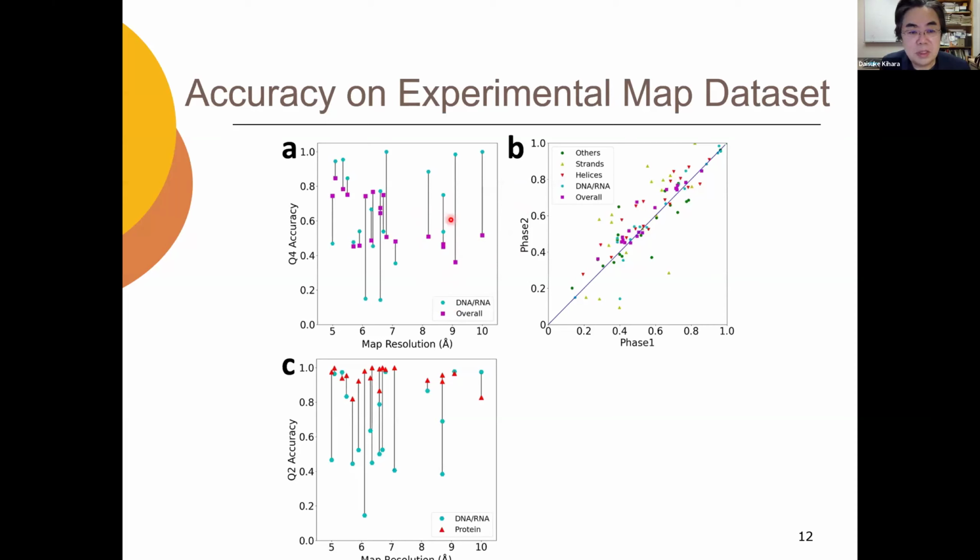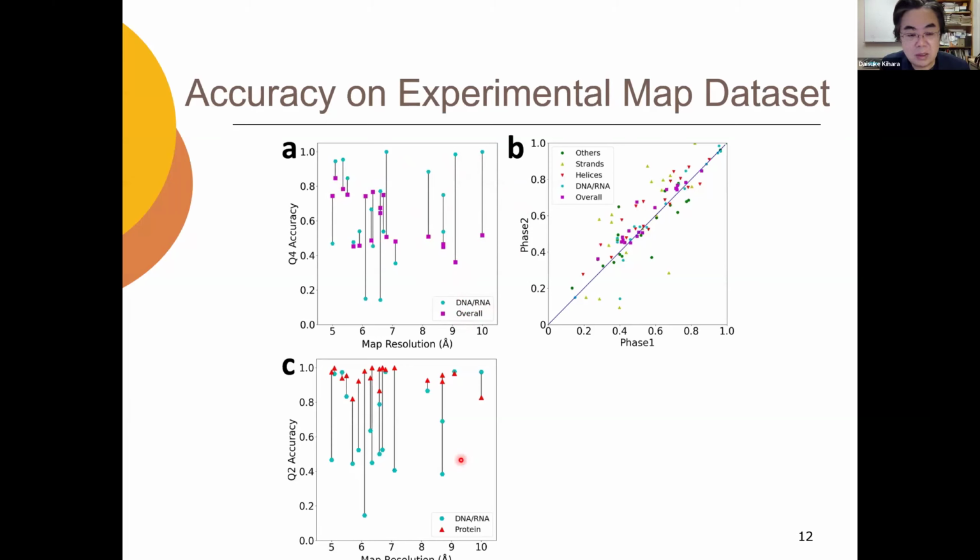The blue is only showing the accuracy of DNA and RNA. For DNA and RNA, the accuracy stays almost close to 100%, 90 to 100%, even for resolution up to 10 angstrom.